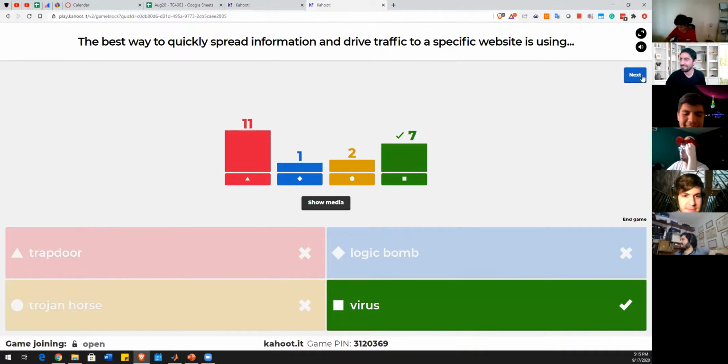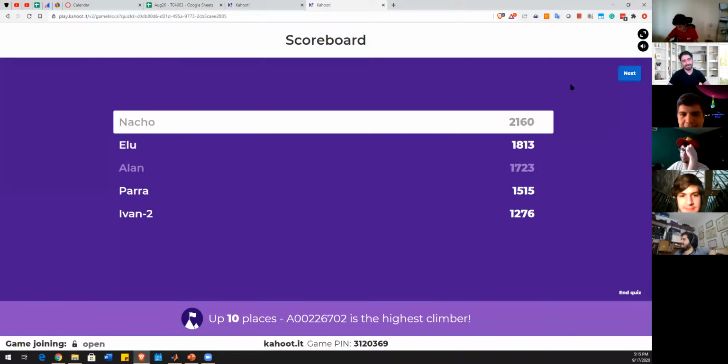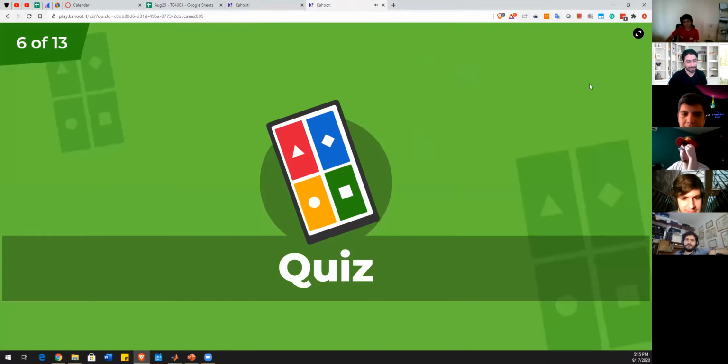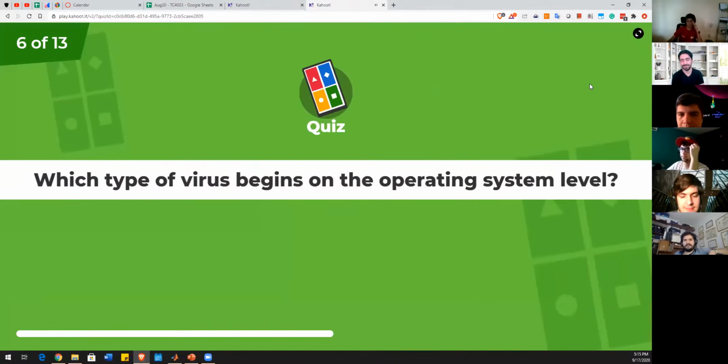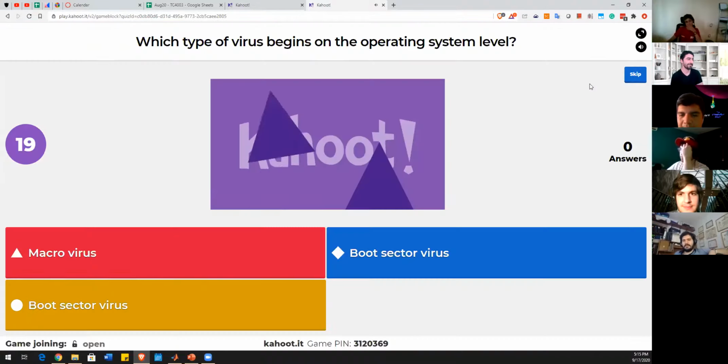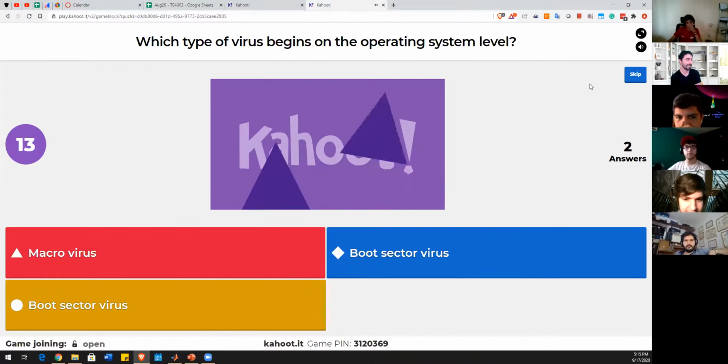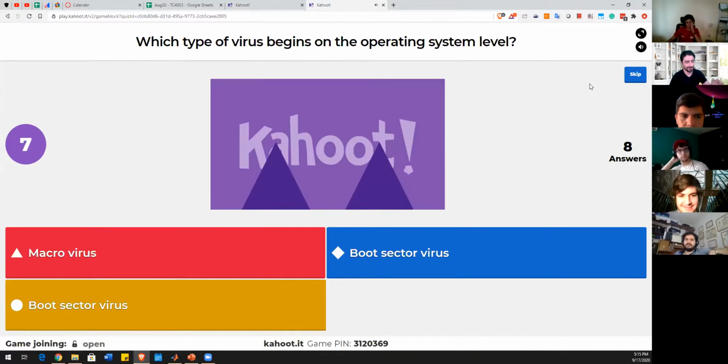How? When in doubt, trapdoors. Yes. Yeah, even considering the statistics, at some point it should be the correct one. It doesn't even exist here. There's the same answer, I think. I don't know why it's saying that.